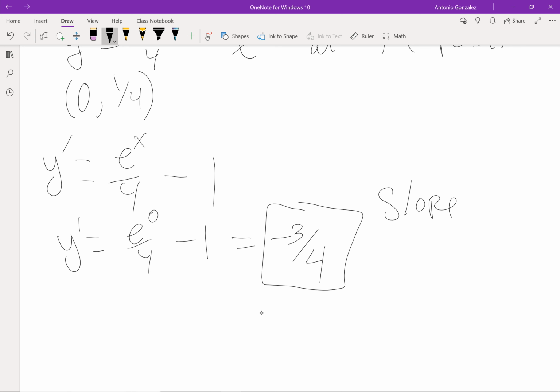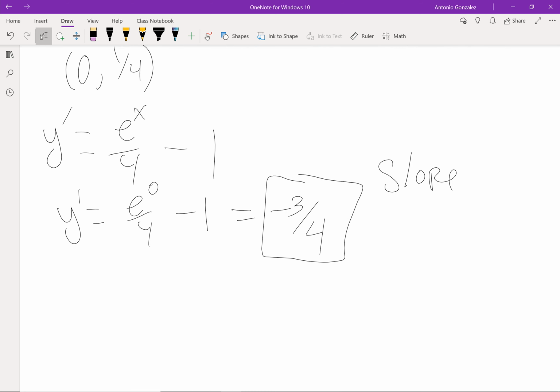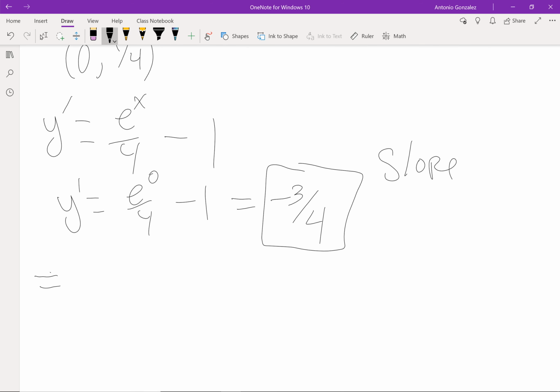All right, so now we have our slope. And let's put this together to find the equation, using the point slope formula.